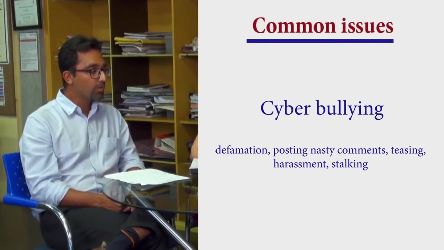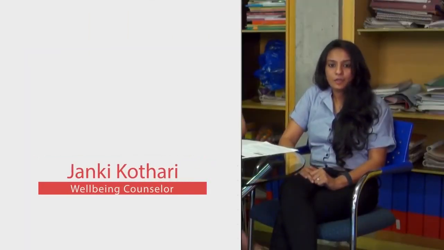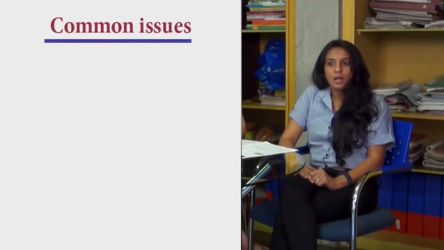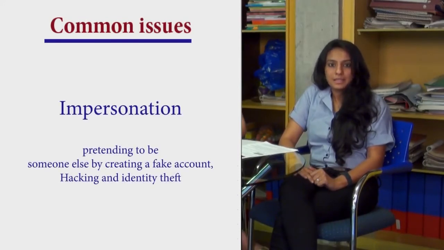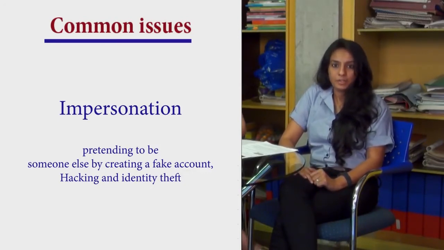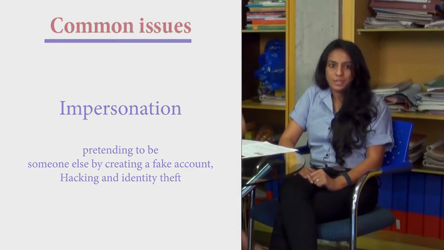Another issue that we may talk about is impersonation. Impersonation is an act of pretending to be someone else. For example, a student creates an account in the name of some other student and tries to defame that person, or even messages in the name of the other student. That is called impersonation. There are other issues like identity theft or hacking. All these things have an impact on the child at a larger level.